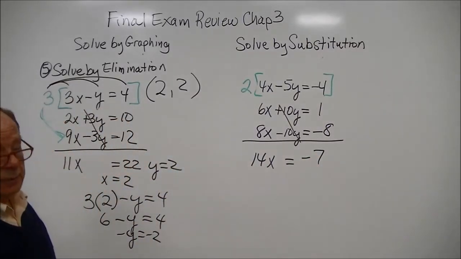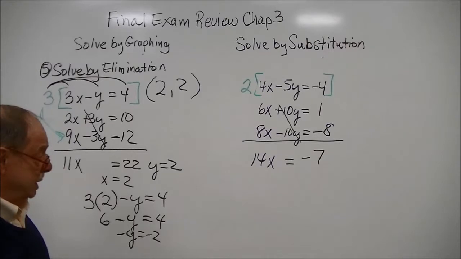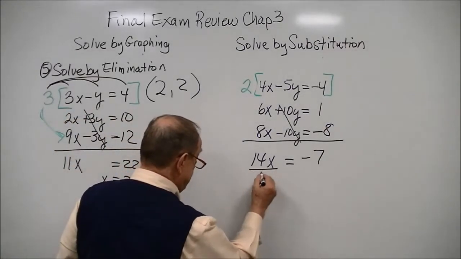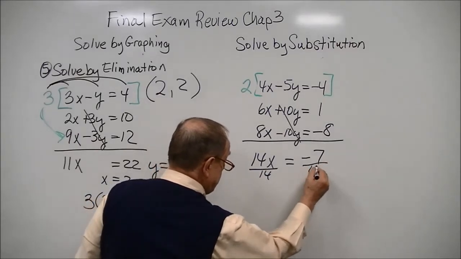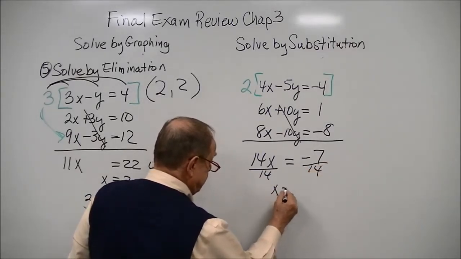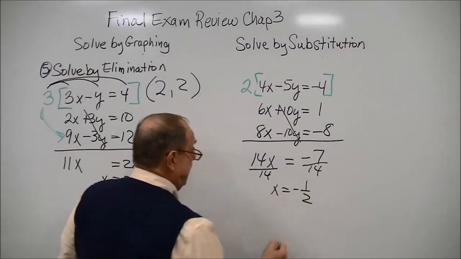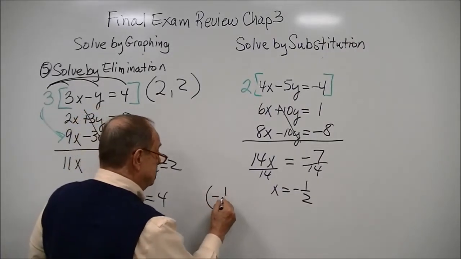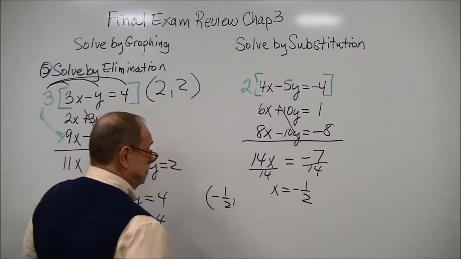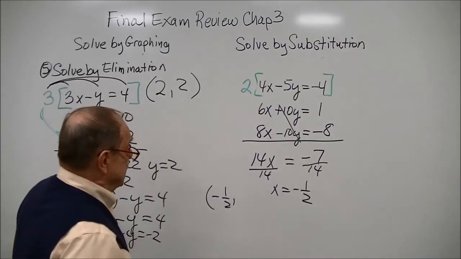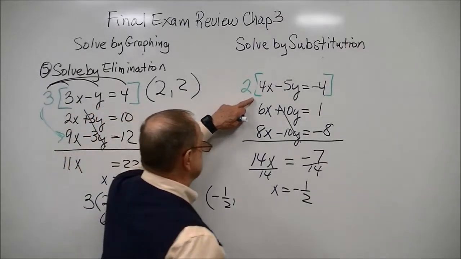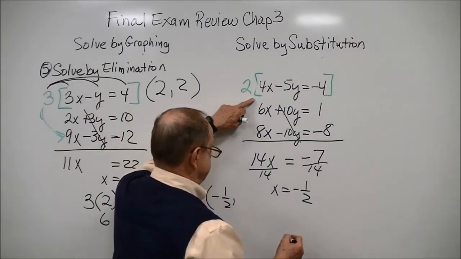And as you see, we're not going to end up with a whole number. We're going to end up with a fraction. But that's okay, because you might get one like that. And we get then x equals negative 1/2. So we now have one of the members of my ordered pair. So x is negative 1/2.